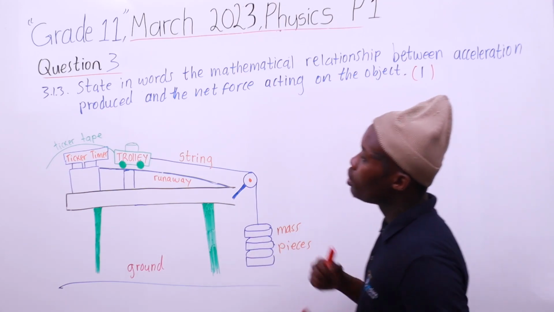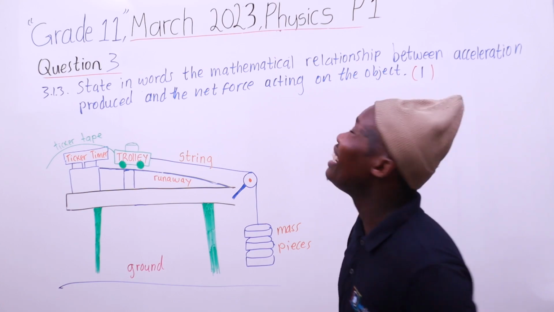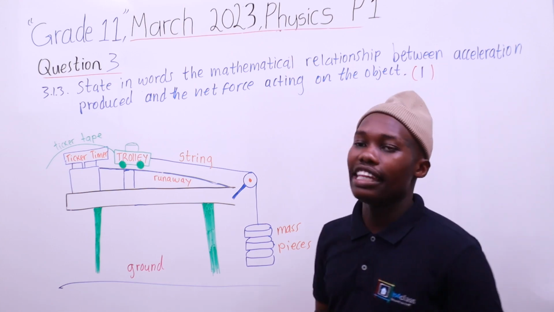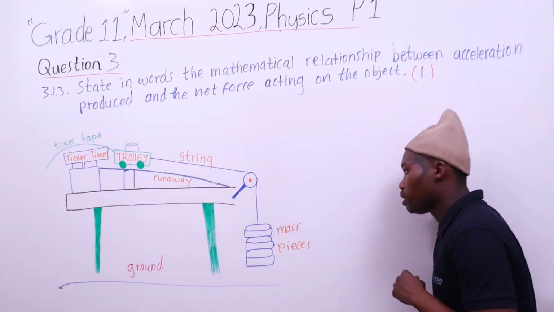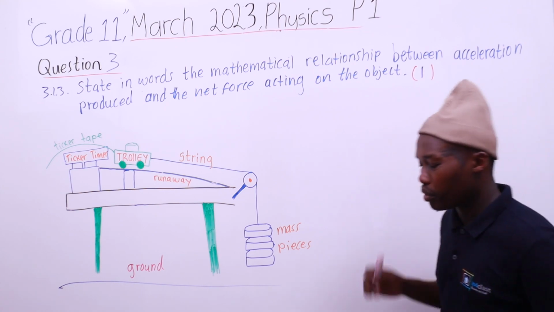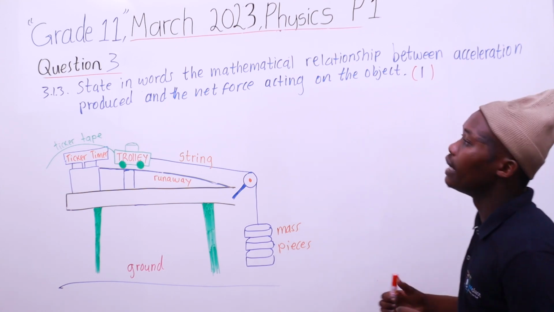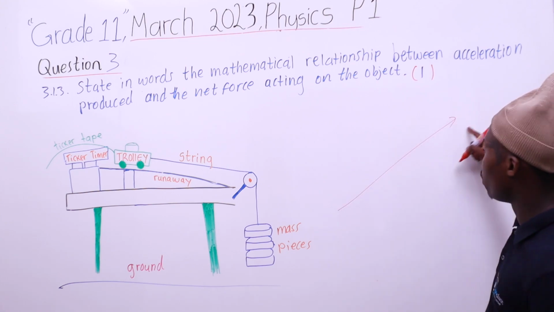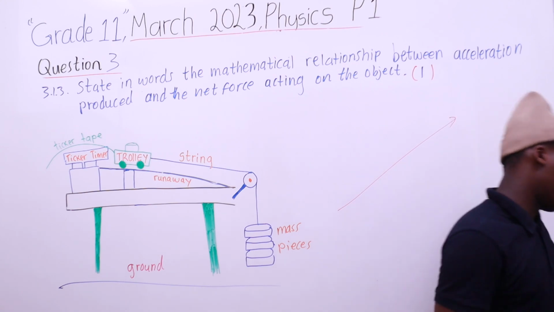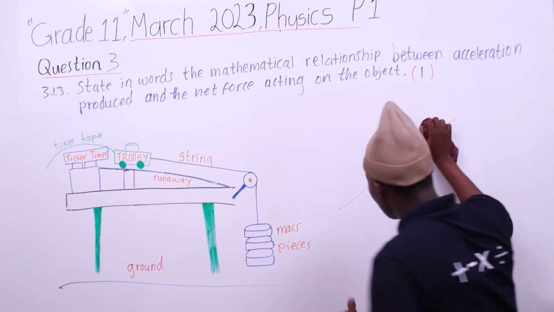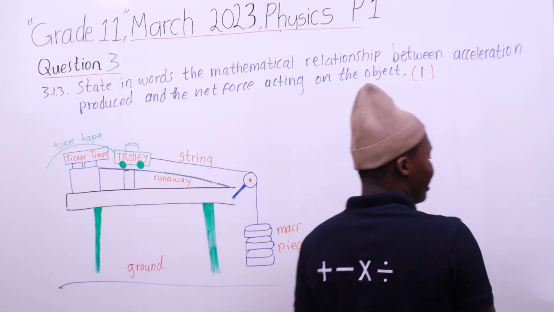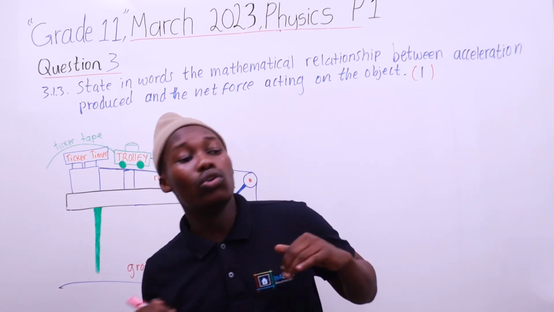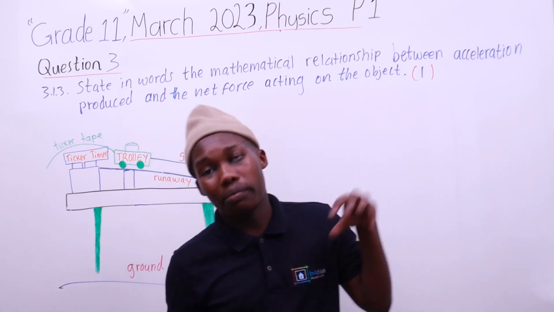Alright, so 3.1.3 states in words the mathematical relationship between acceleration produced and the net force acting on the object. Remember the graph of acceleration and net force that we had, it was drawn like this, a straight line. Which means when one quantity increases the other will increase as well. That is, they will both increase, or if one decreases, both will decrease.